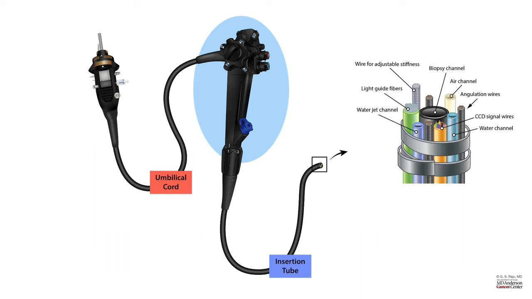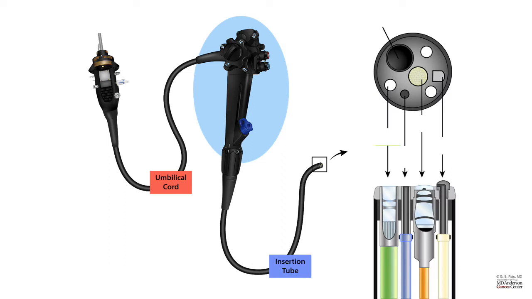In a little more detail, and how do they relate to the tip of the scope. It has air-water channel, suction/biopsy channel, water jet, lens or an objective lens, and a light guide. So let us look at this in a little more detail.